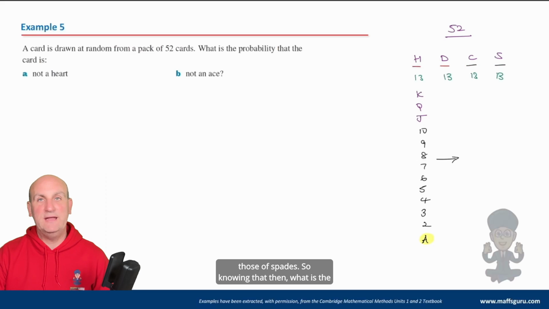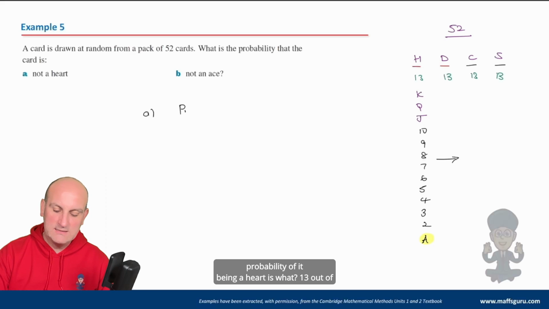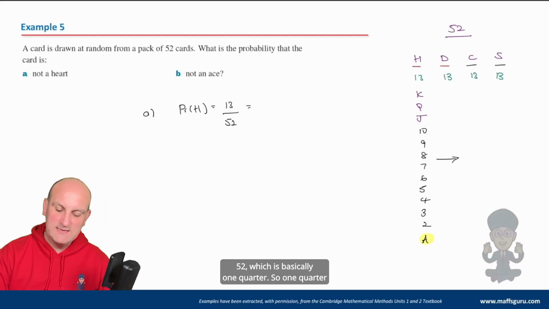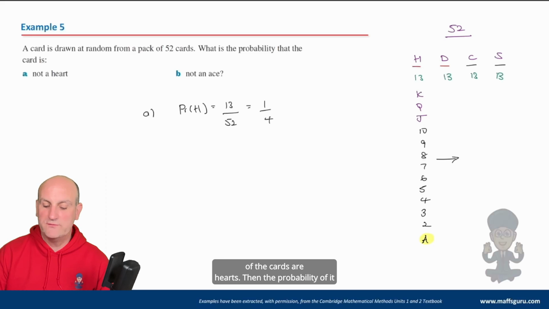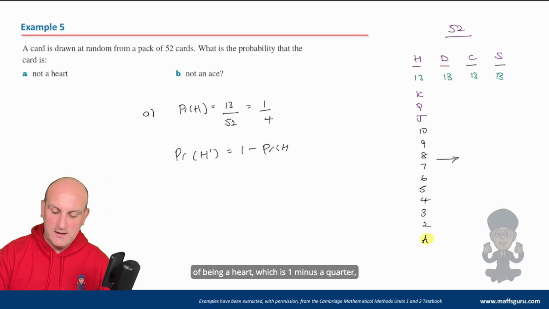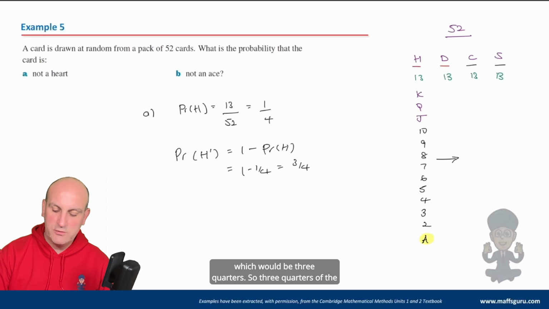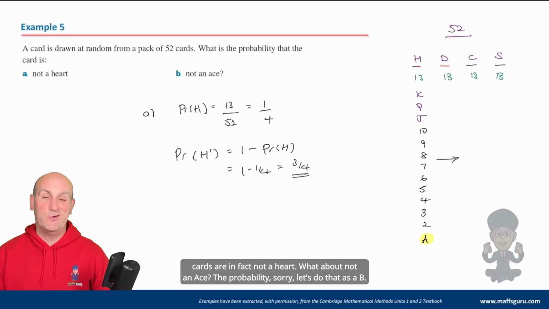So knowing that then, what is the probability a card is not a heart? So basically not a heart. If I know then for part A, the probability of it being a heart is what? 13 out of 52, which is basically 1/4. So 1/4 of the cards are hearts. Then the probability of it not being a heart would be 1 minus the probability of being a heart, which is 1 minus 1/4, which would be 3/4. So 3/4 of the cards are in fact not a heart.